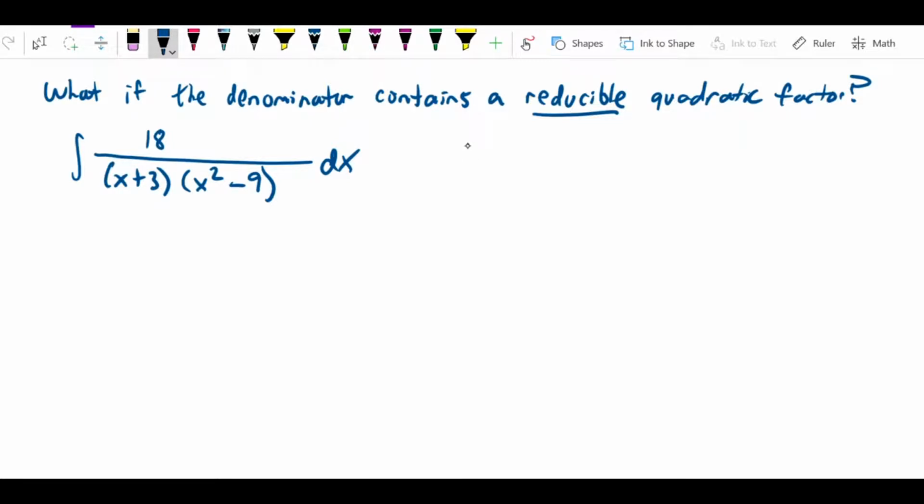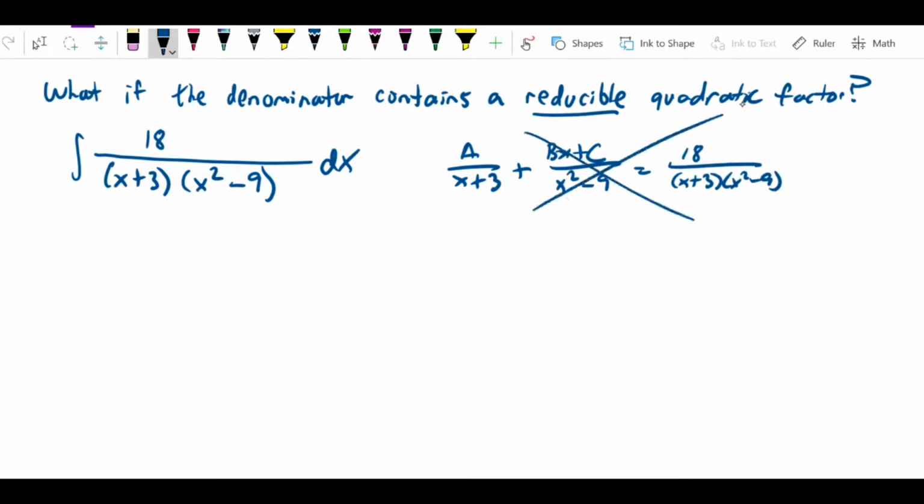The wrong thing to do would be to say A over (x plus 3) plus (Bx plus C) over (x squared minus 9) equals 18 over (x plus 3)(x squared minus 9). This is wrong, and it's wrong because the rule about quadratic factors that you see here only applies when the quadratic factors are irreducible.